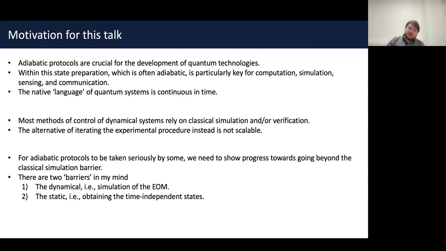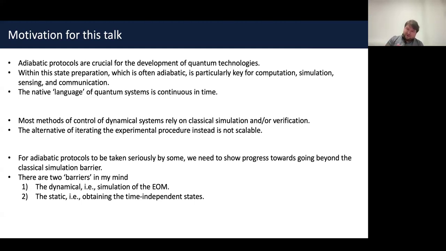There's the dynamical, where we're actually simulating the equation of motion, say the Schrodinger equation, and then we're optimizing over that. And then there's the static as well. Like we could optimize over properties of the ground states. Say we were trying to do an annealing algorithm and we weren't wanting to follow the ground states, we could look at properties of said states to do our optimization as well.